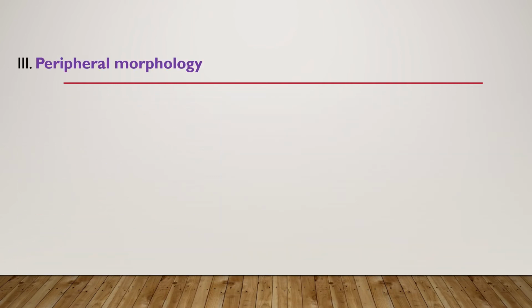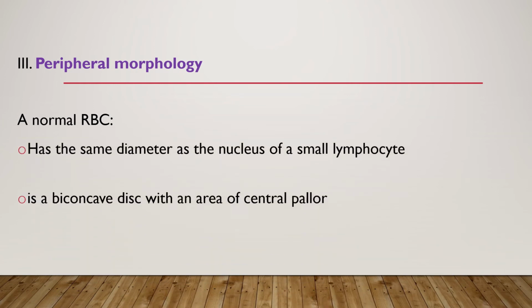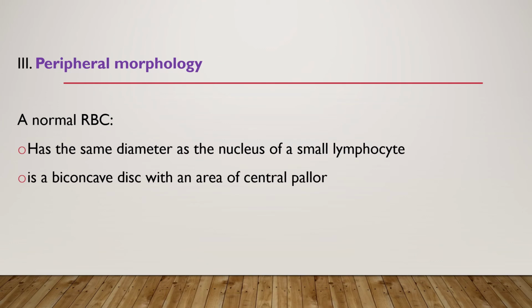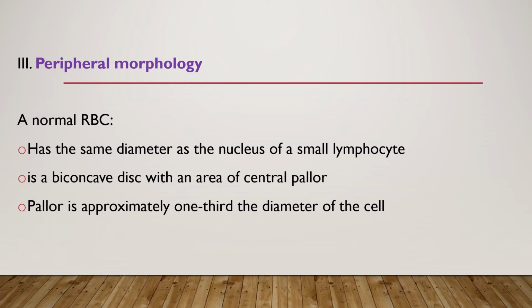The other important thing that we should do is peripheral morphology. Peripheral morphology is very important, especially if more than one cell line is affected. On peripheral morphology, a normal RBC has the same diameter as the nucleus of a small lymphocyte, and a normal RBC is a biconcave disc with an area of central pallor, and the pallor is approximately 1/3 the diameter of the cell.